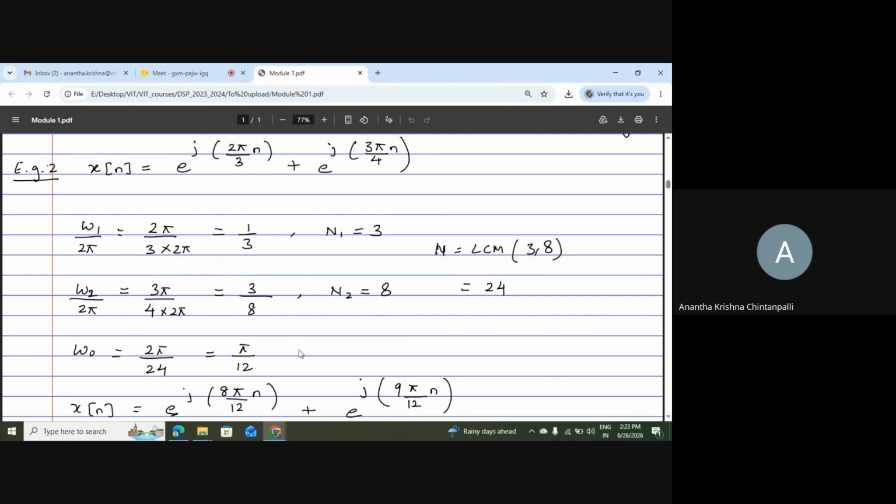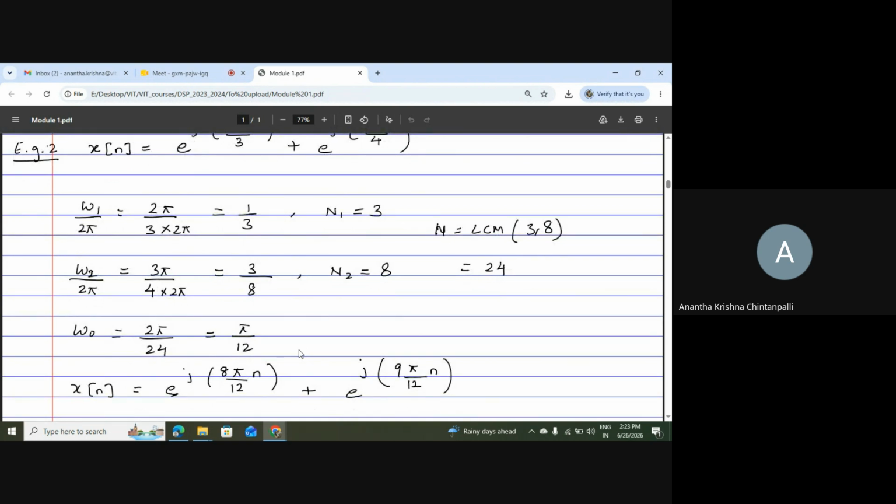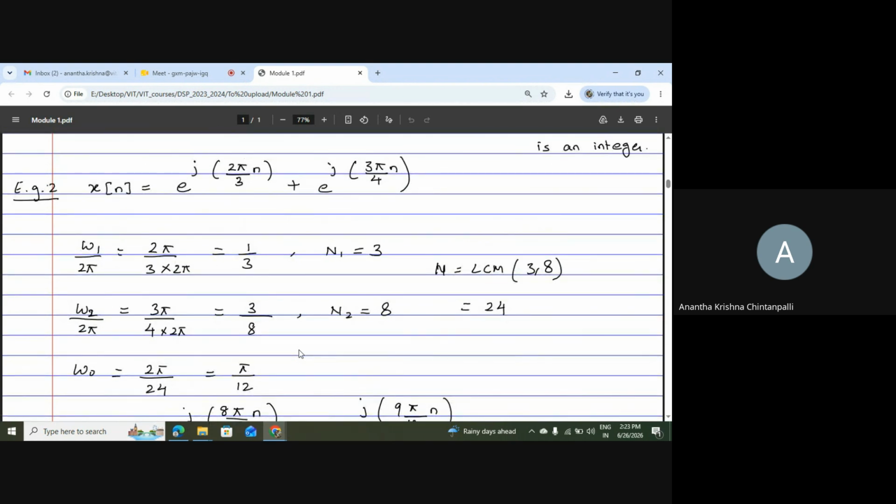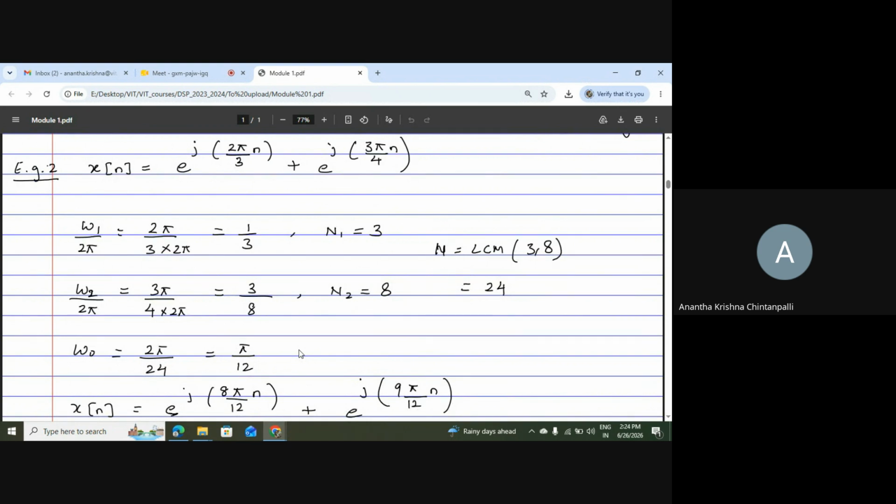So now, what I am writing here, in this question, again, it was the same thing: determine the fundamental period as well as the fundamental frequency. Now, I went one step forward and just wanted to put it in terms of the harmonics of the fundamental frequency. So x of n is e to the power of j 2 pi by 3 n. Now I'm putting it in terms of e to the power of j 8 pi by 12.